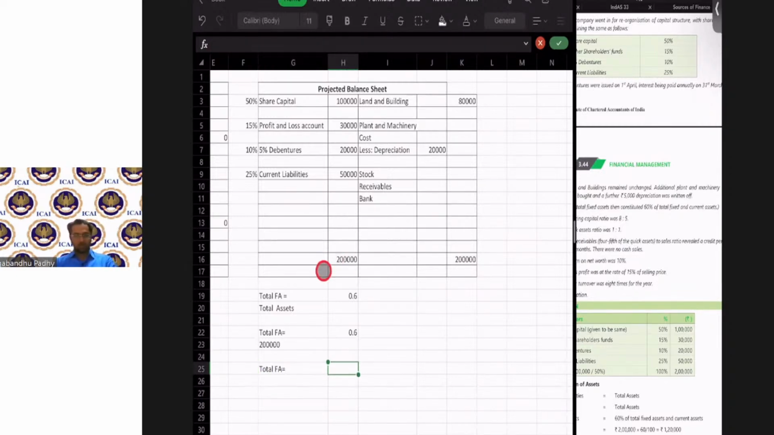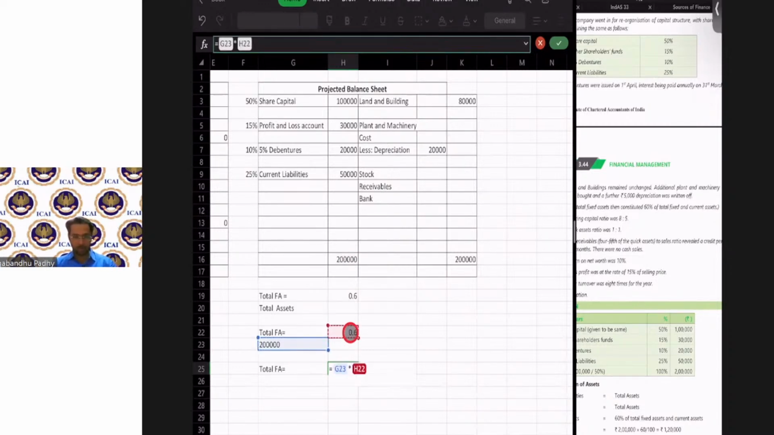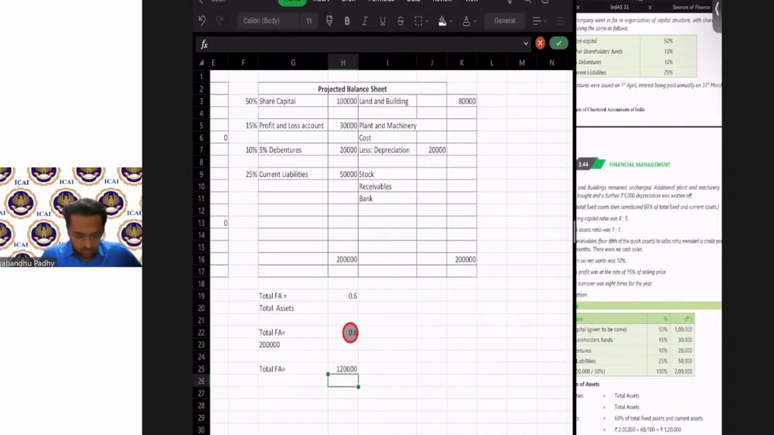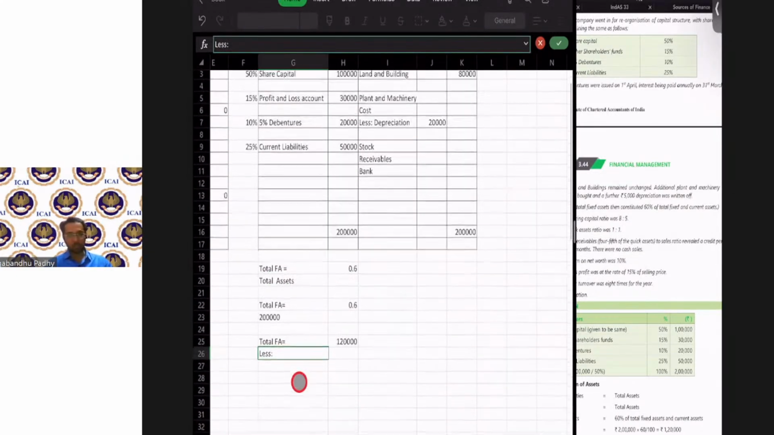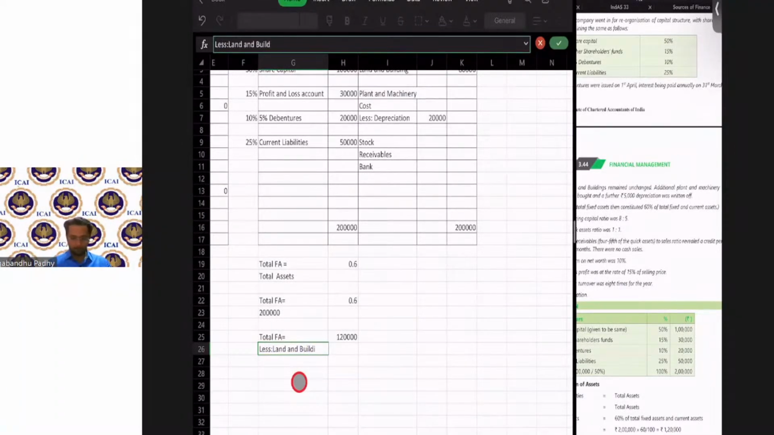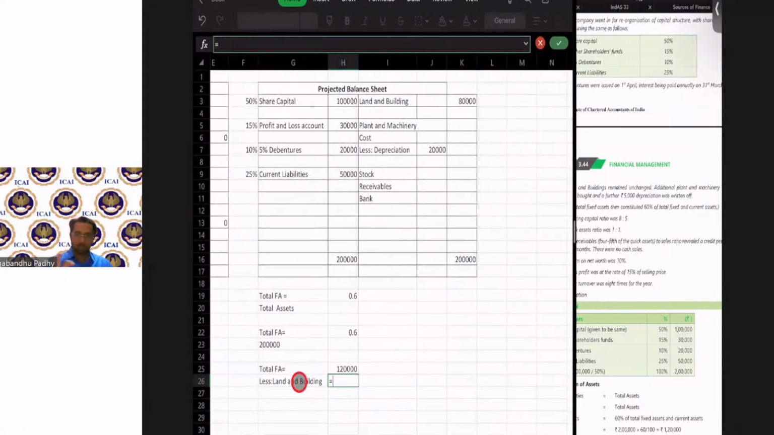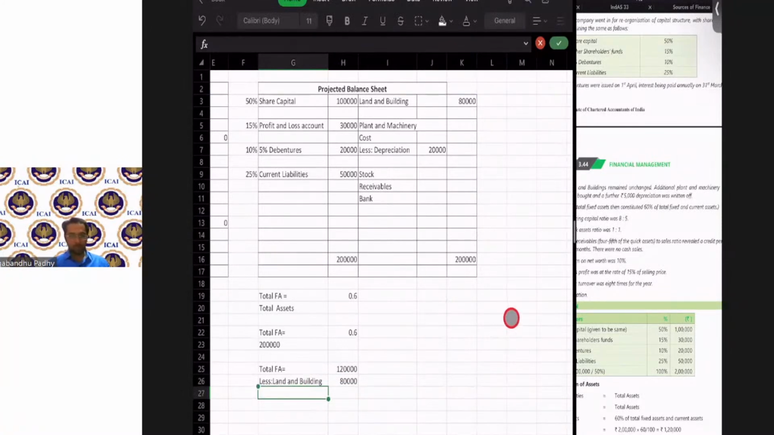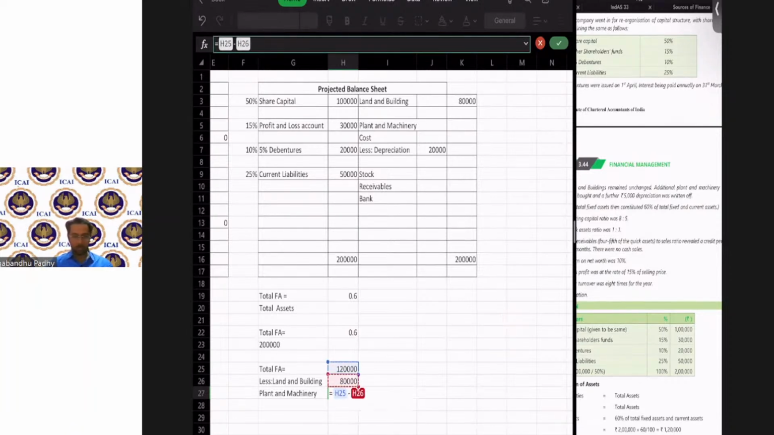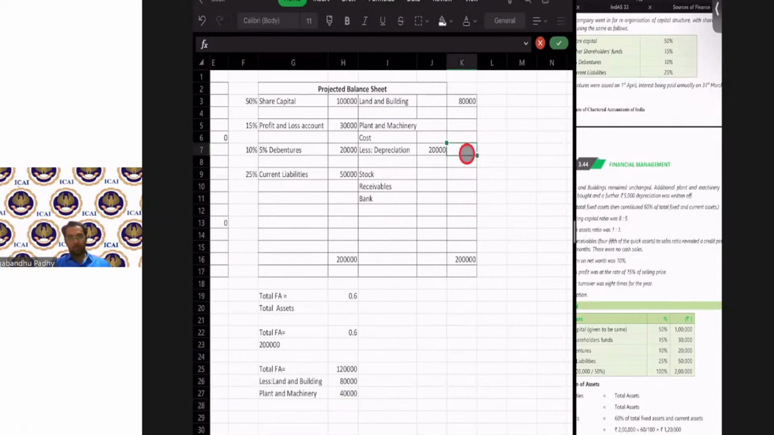And then we have total fixed assets as 2 lakh multiplied by 0.6, which is 1,20,000. That is the total fixed assets that we have. Right. So total fixed assets is 1,20,000. From that, we can reduce the land and building, and the land and building is 80,000. Plant and machinery value will be 1,20,000 minus 80, it is 40,000. So essentially, our plant and machinery figure is this 40,000.